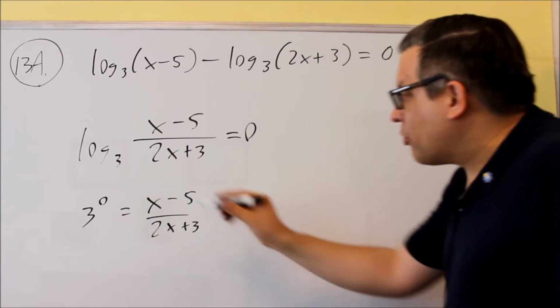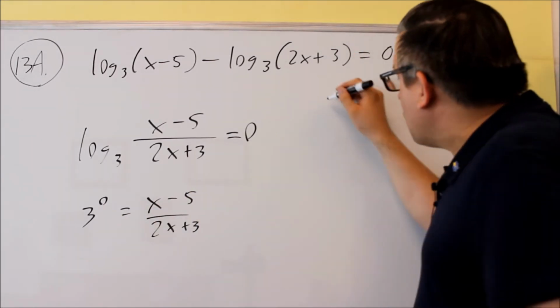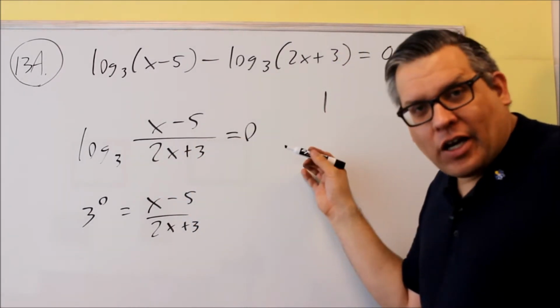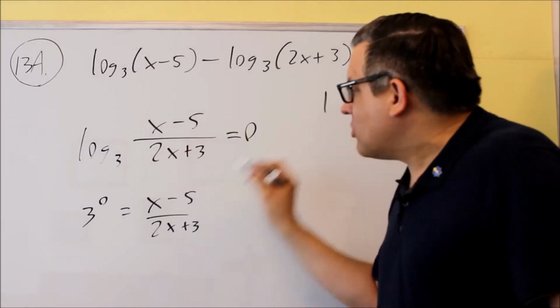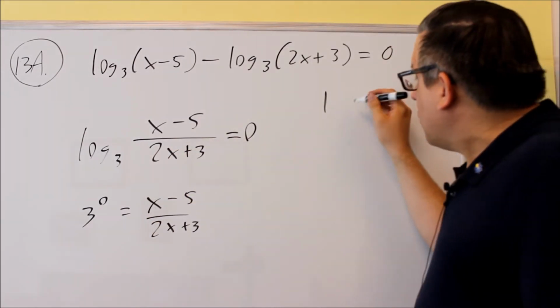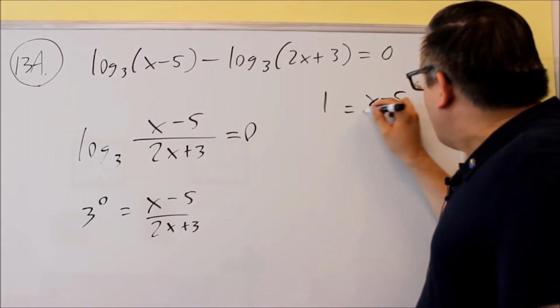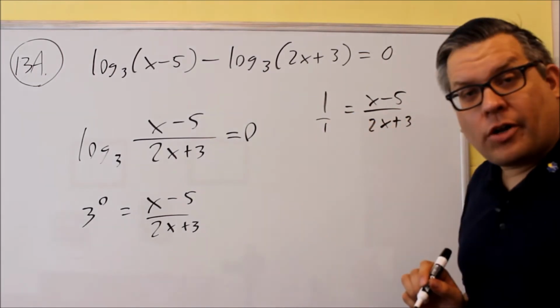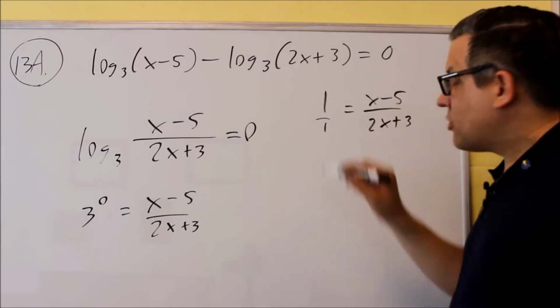Now, anything raised to the 0 power is 1. So whatever this ends up being, if it was 3 squared, I'd have 9, for instance. But anything raised to 0 would be a 1. So I have 1 equals x minus 5 over 2x plus 3. I can actually write this as 1 over 1. And then what I'll do is I'm going to cross multiply.